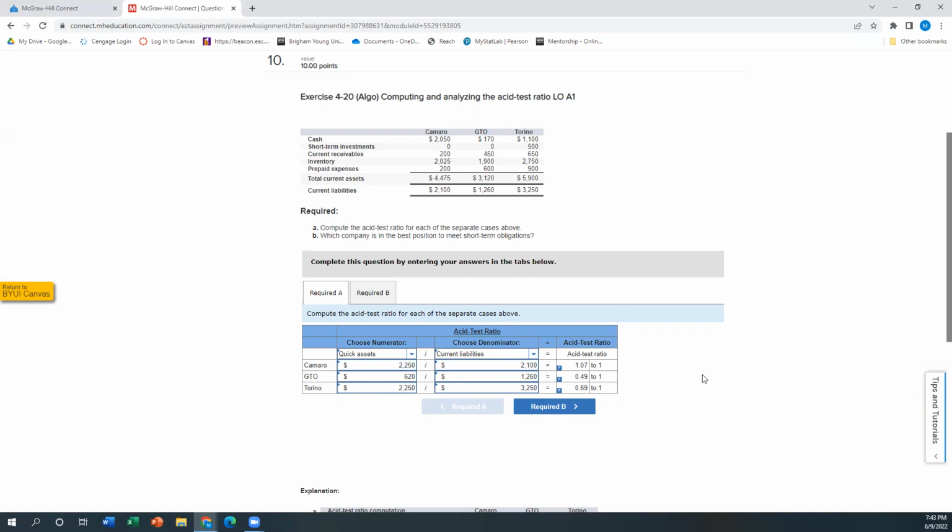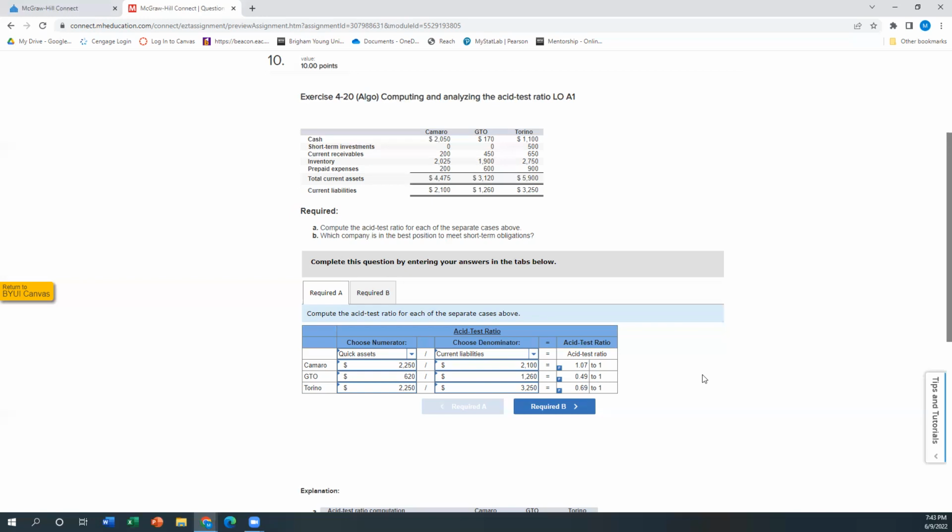And so what's important about this ratio, why we use it, is it gives us a sense of how liquid a business is. And by liquid, we mean what are their short-term assets in relation to their short-term debt? Do they have enough assets to pay off their debt, right?